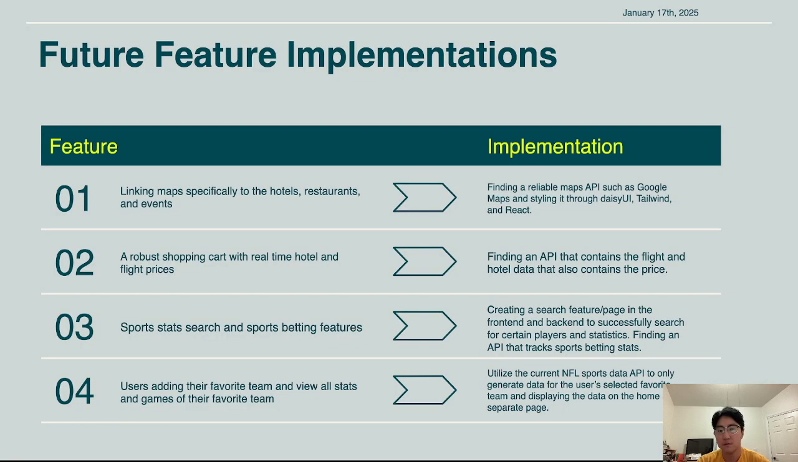Some future features that we would like to implement for later use would be linking maps specifically to hotels, restaurants, and events, a robust shopping cart with real-time hotel and flight prices, a sports stats search and also sports betting feature, and having users add their favorite team and view all stats and games of their favorite team.